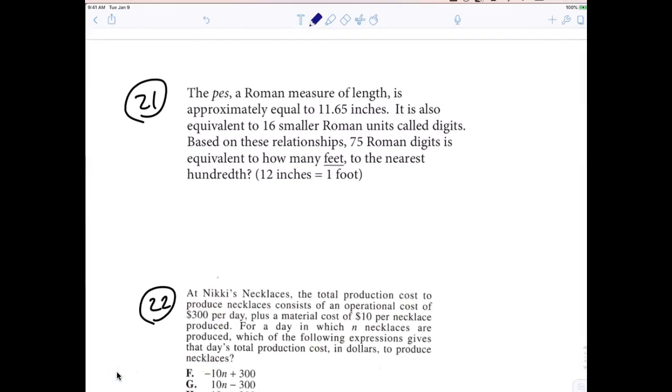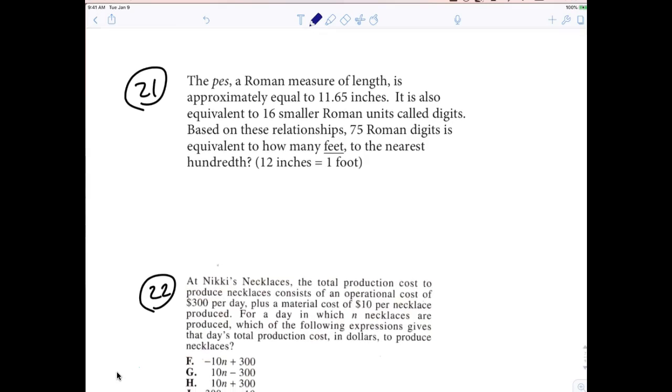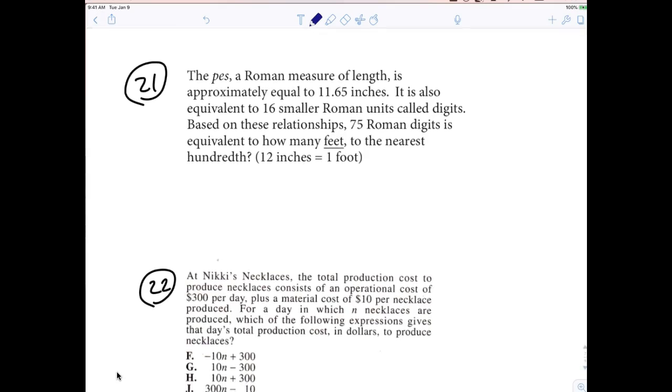All right. 21. Jack. The foot, or Roman measure of length, is approximately equal to 11.65 inches. It is also equivalent to 16 smaller Roman units called digits. Based on these relationships, 75 Roman digits is equivalent to how many feet in unit 100?